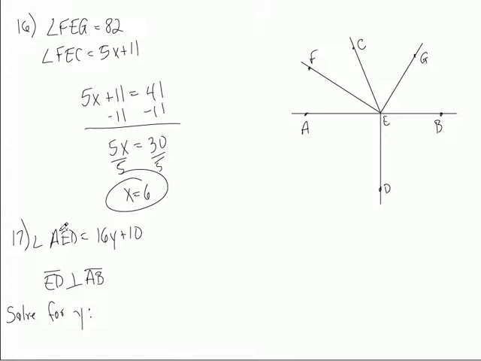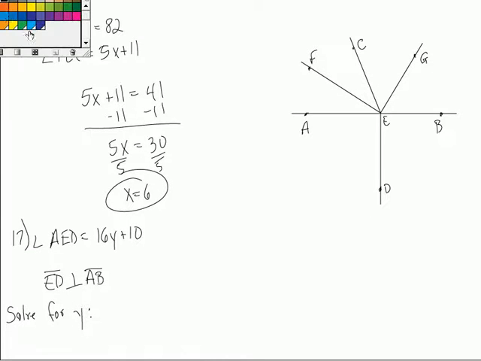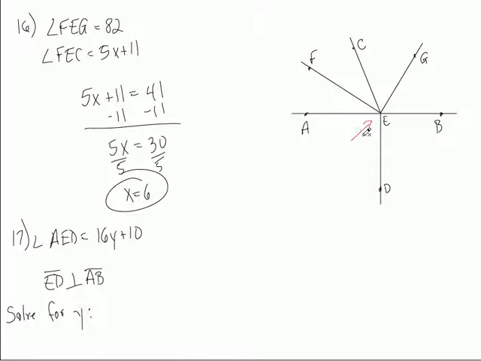All right, let's take a look. AED, where in the world is AED? AED is right here, right? And it's 16y plus 10. So that angle is 16y plus 10. Now look what they say. Solve for y so that ED is perpendicular to AB. Well, here's AB. Here's ED.